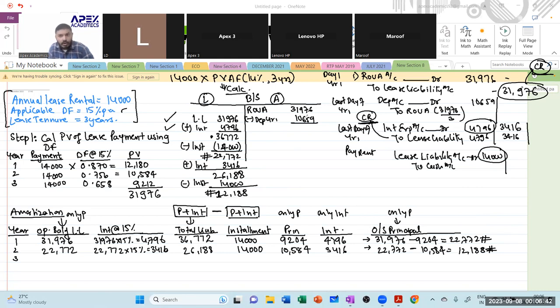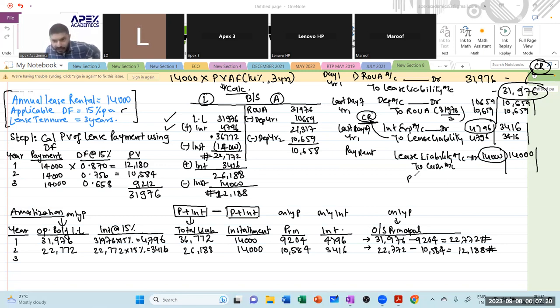What is my closing asset value now? 31,976 minus 10,659. How much will I get? 21,317. Again, for the depreciation of year 2, how much will I charge? 10,659. Obviously 10,659 only. What is the depreciation of year 2? 10,659. Lease liability account debit to cash. Can I or can I not pass this entry of 14,000? Yes.